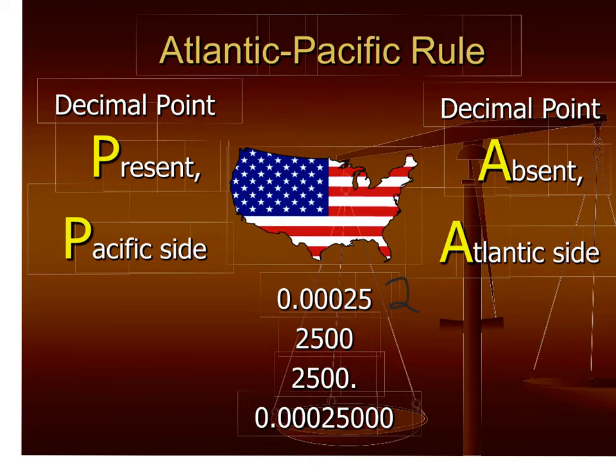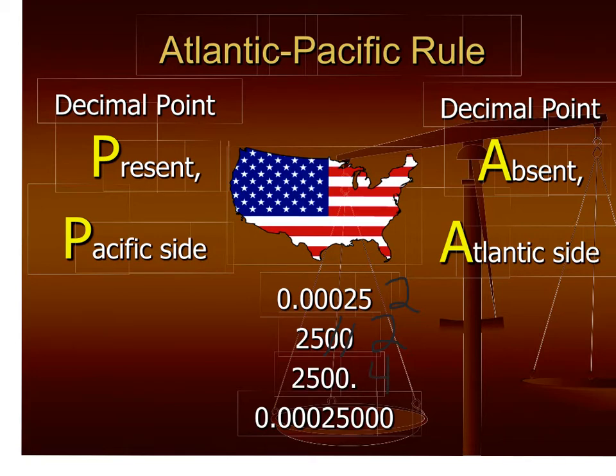Now, if the decimal point is absent, we start on the Atlantic side, and we don't start counting until we get to our first significant digit. So this zero doesn't count, this zero doesn't count, and we get to the first non-zero, so there's 1, 2 significant figures. Now, the third one down, we have a decimal point, so we start counting at the first non-zero digit. So we start at the 2, and we have 1, 2, 3, 4 significant figures.